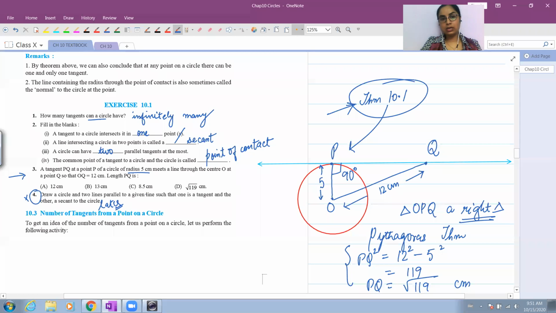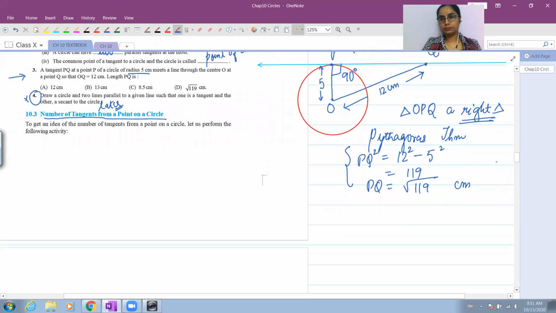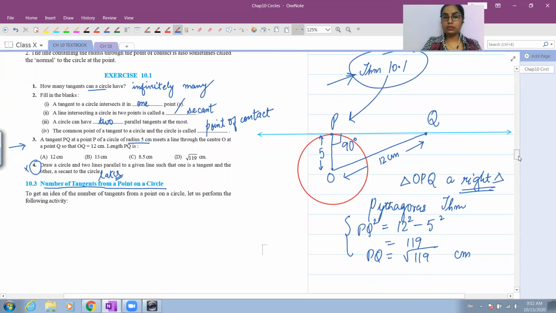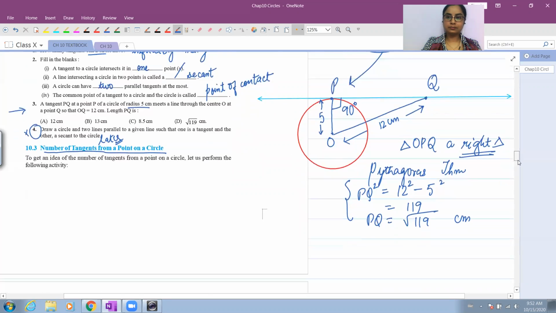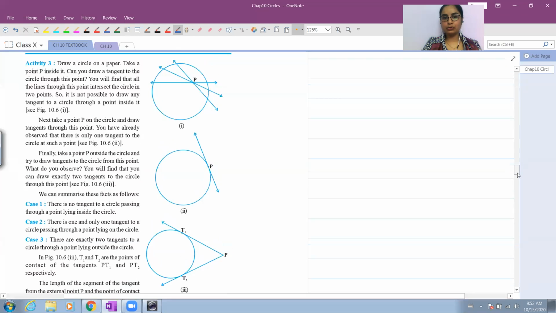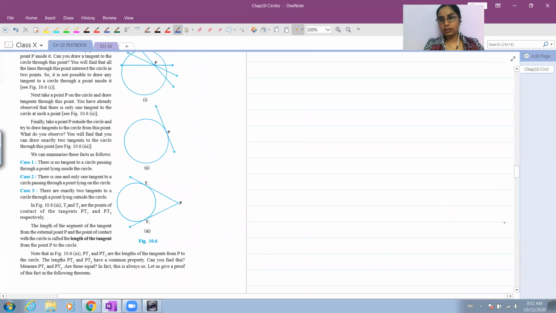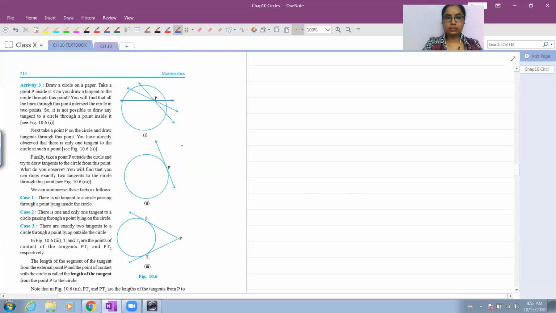Next topic that we have is indicated here, the number of tangents from a point on a circle. If anyone has any questions from this exercise, please ask. All right. For the next topic, I would like you to observe these 3 figures given in your textbook on page number 210. This is actually an activity, but I would just like you to observe.